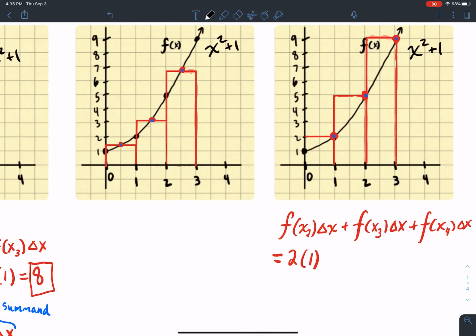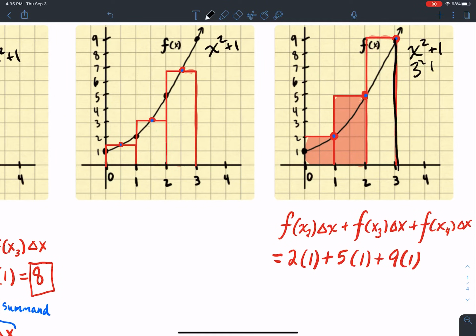So when I do my math here, I see that that's going to give me an output of 2. So 2 times 1 gives me the area of that first rectangle. The next one gives me an output of 5. So when I plug in 5 into my function, I get 5 times 1, and that gives me the area of that second rectangle. And then the last rectangle has an area of 9. When I input 3 squared plus 1, 3 squared plus 1 is not 9. How did I mess that up?